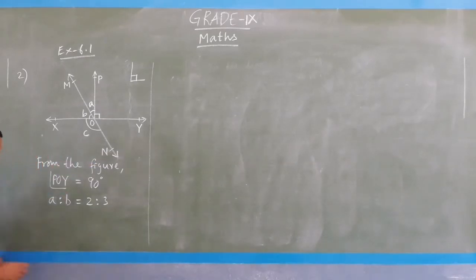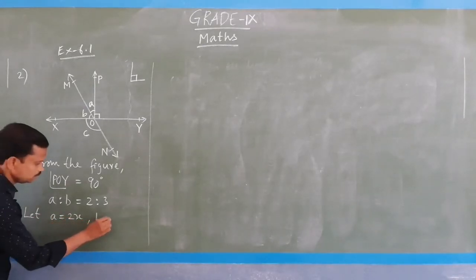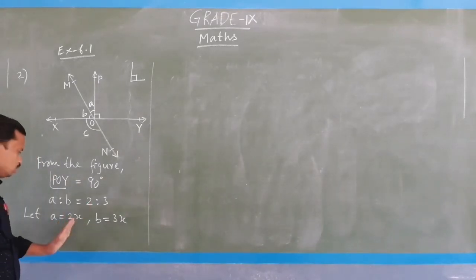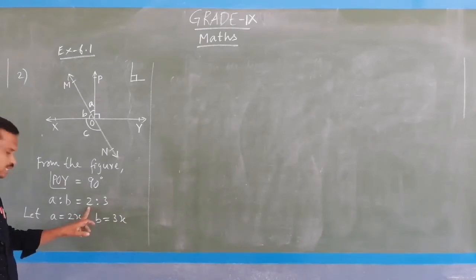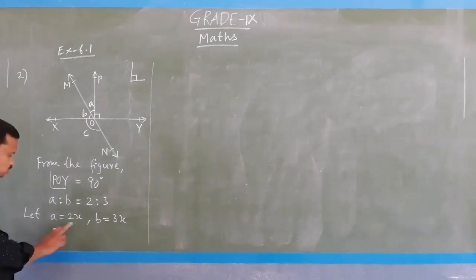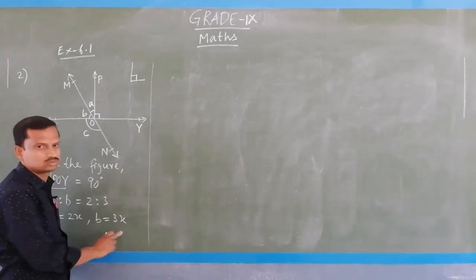So, how to do this? Listen here, A is to B is 2:3, then we can take A equal to 2x, B equal to 3x. So, x is the common ratio. You have to multiply with the given numerals: 2 multiplied by x is 2x, 3 into x is 3x. So, this is the measure of the angles. Angle A measure is 2x and angle B measure is 3x.